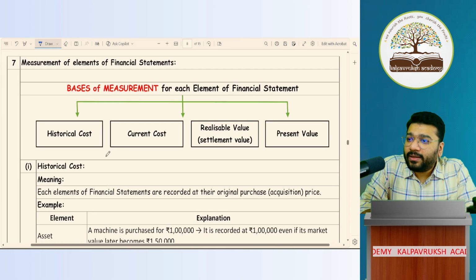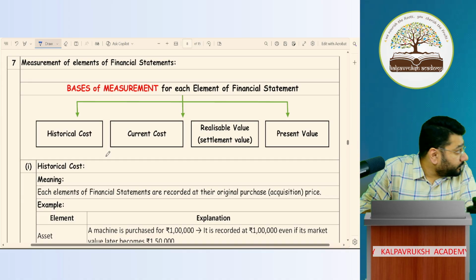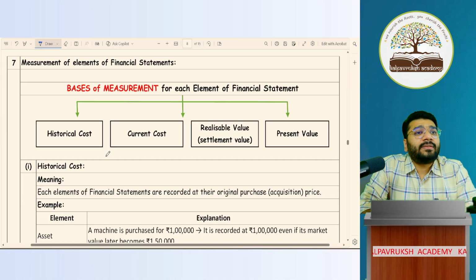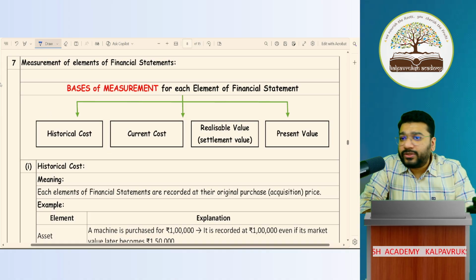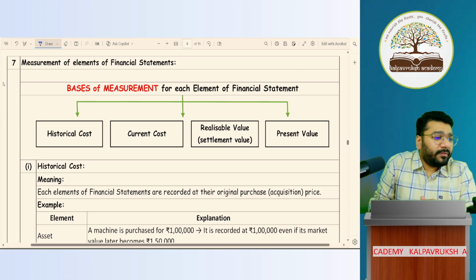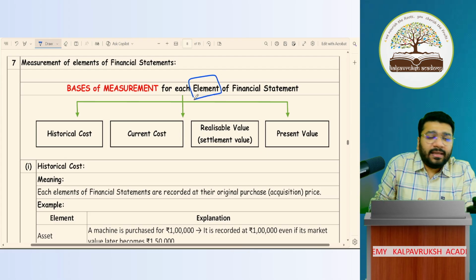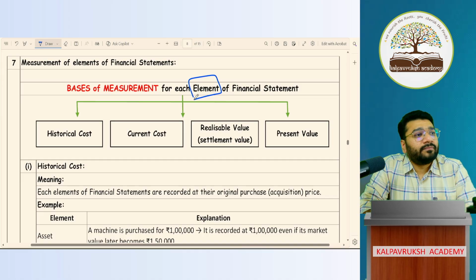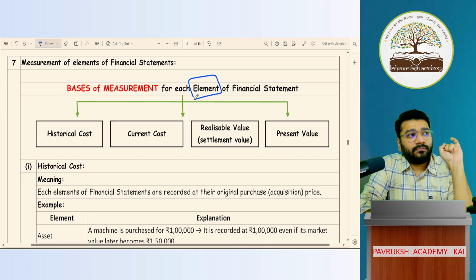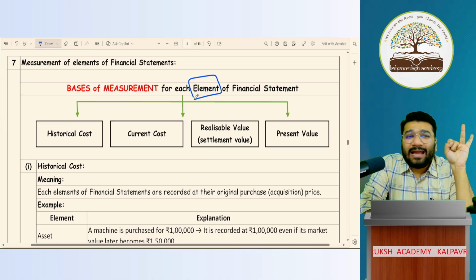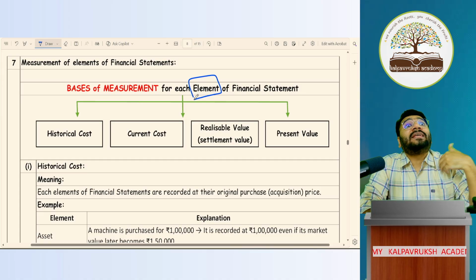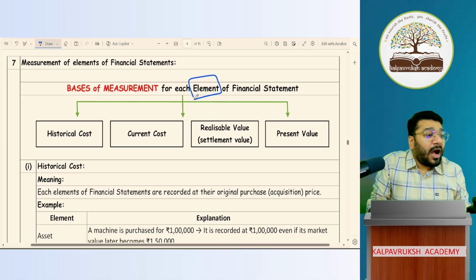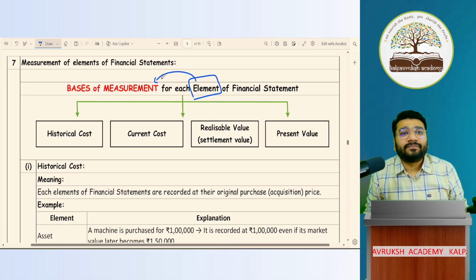Yes, people, welcome back from the break. So let's continue. The last concept of this chapter is measurement of elements of the financial statement. Have you studied the elements of the financial statement? What are those? Asset, liability, equity, income, expense. How to measure these while recording is what we're going to study.